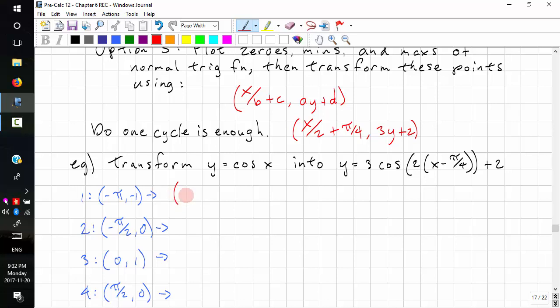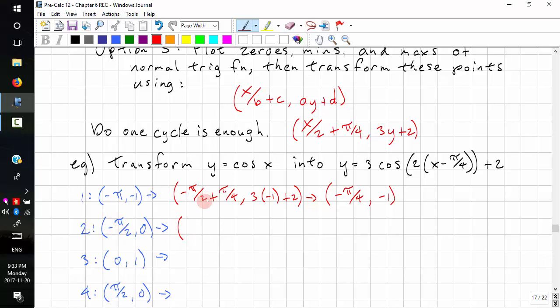So we take our first point, negative pi over 2 plus pi over 4, 3 times negative 1 plus 2, and we get negative pi over 4. We have to have a common denominator. We multiply this by 2 over 2, so we get negative 2 pi over 4. Add that to pi over 4. Negative 3 plus 2, that's negative 1.